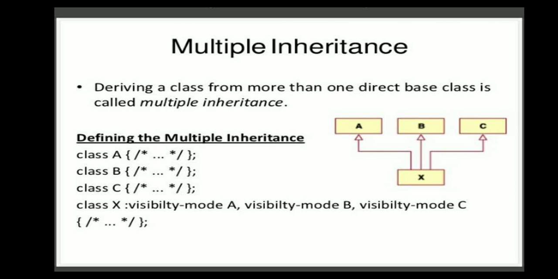How can we define? Here class is a keyword followed by X, then colon, then we can write the visibility mode, then followed by base class A, comma, visibility mode followed by base class B, comma, visibility mode followed by base class C. If the derived class is going to derive from more than one base class, they should be separated by the comma operator. Then we can write the definition of the derived class specifically inside the derived class.